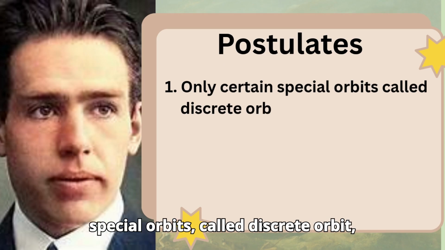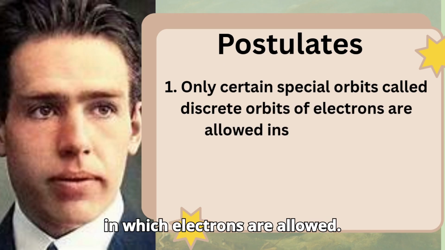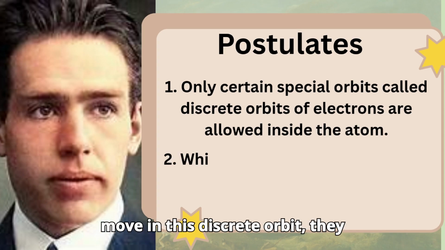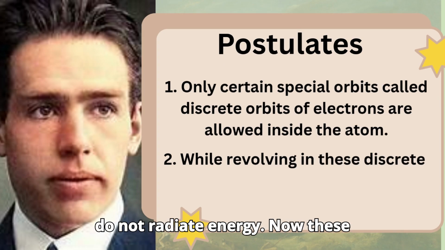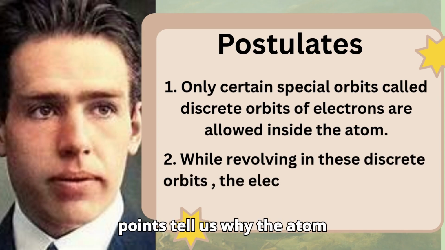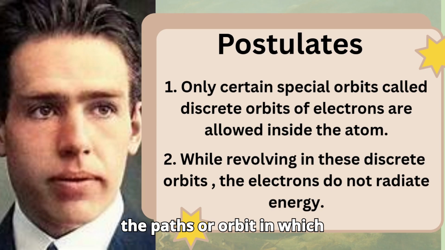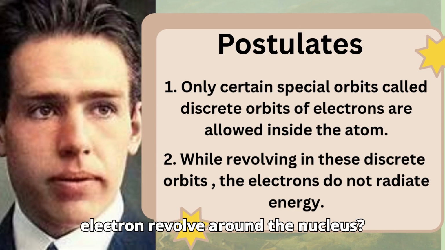First, there are certain special orbits called discrete orbits in which electrons are allowed inside the atom. Second, when electrons move in these discrete orbits, they do not radiate energy. Now, these points tell us why the atom remains so stable. But what about the paths or orbits in which electrons revolve around the nucleus?